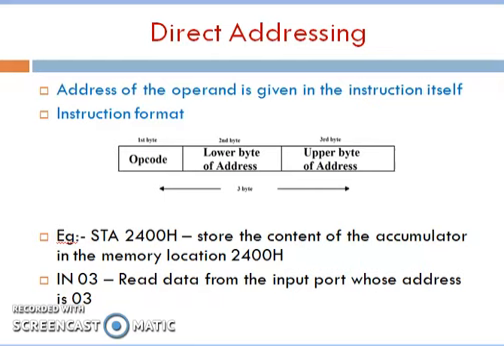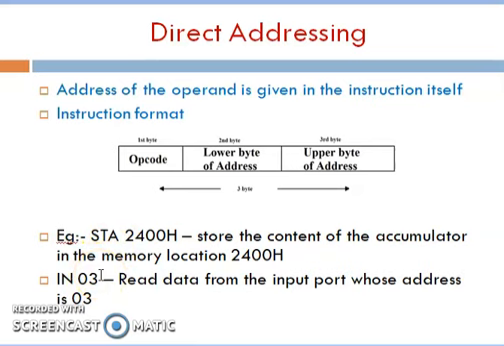Direct addressing. In direct addressing, the address of the operand is given in the instruction itself. The instruction format is: first byte will be the opcode, second byte the lower byte of the address, and third byte the upper byte of the address. The instructions which use direct addressing may be 3 byte instructions. For example, STA 2400H. This 2400 is the address where the accumulator content is to be stored.